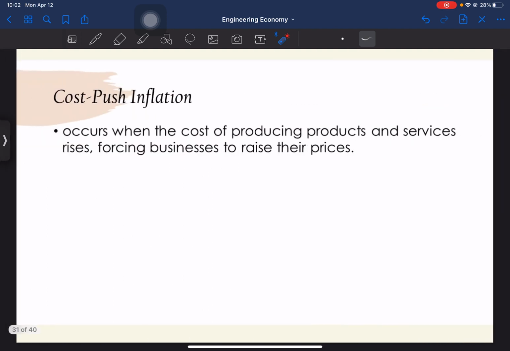Next is the cost push inflation. This occurs when the cost of producing products and services rises, forcing business to raise their prices. Okay? Katulad ng sa bakery. Parang chain na to, damay-damay na. Sasabihin nila, ang taas ng presyo ng harina, ang taas ng presyo ng asukal. Then, syempre, yung presyo ng tinapay ay tataas din because they have to have markups. They have to have profit. Because of that increase in the cost of production, tataas din yung price ng product. Okay? So that's cost push.